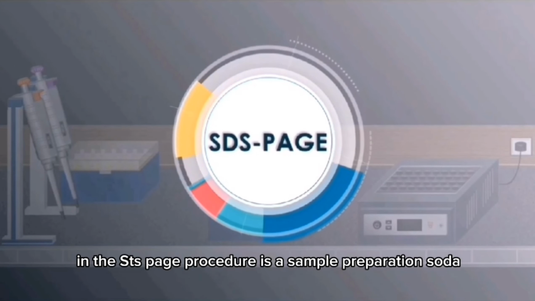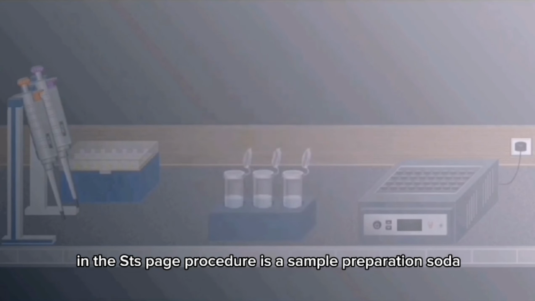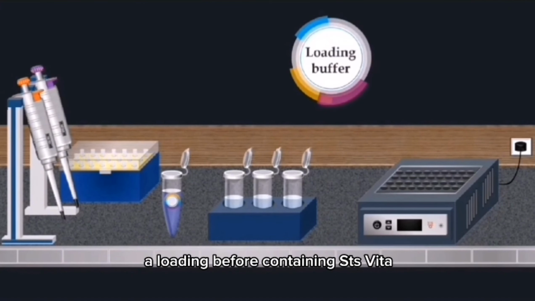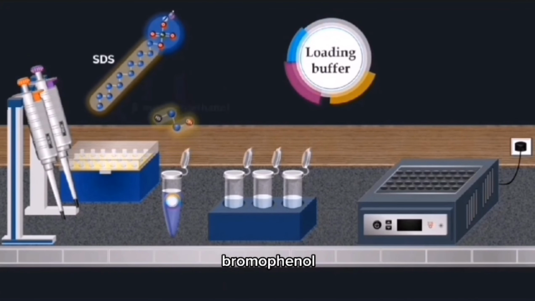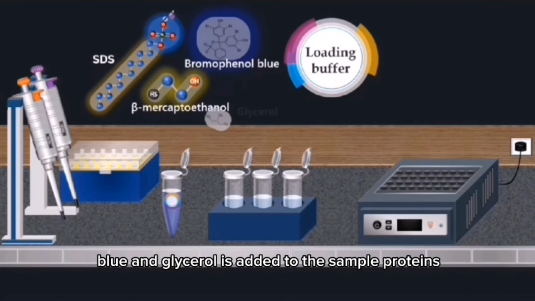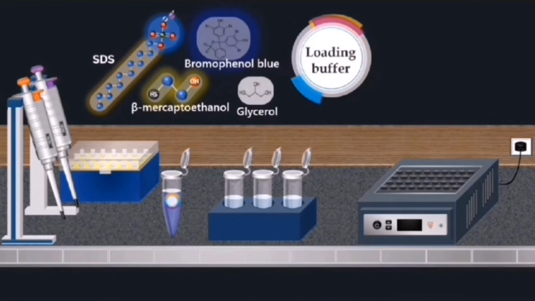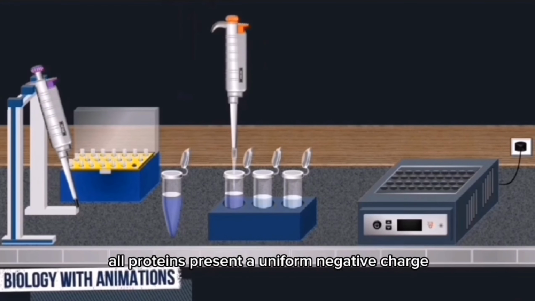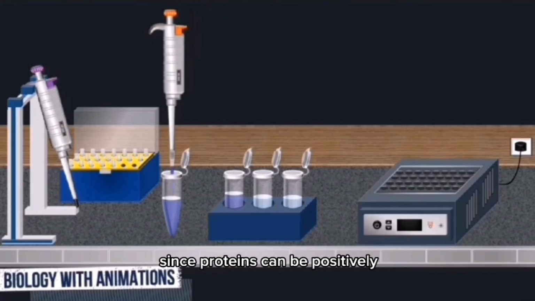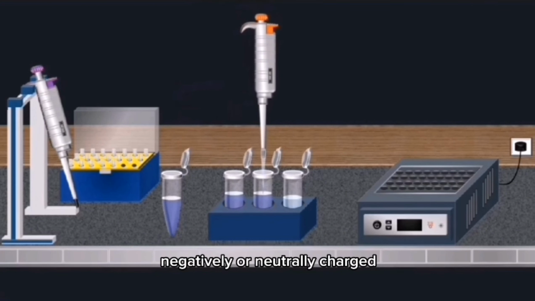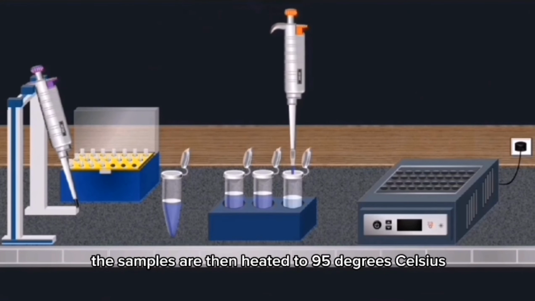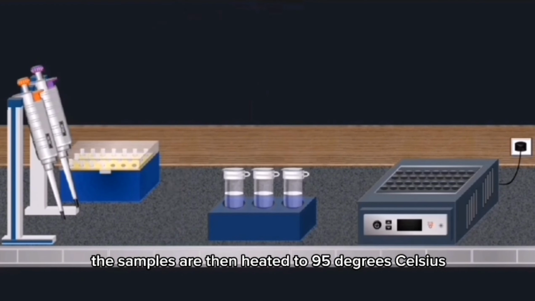The first step in the SDS-PAGE procedure is sample preparation, so a loading buffer containing SDS, beta-mercaptoethanol, bromophenol blue, and glycerol is added to the sample proteins. The loading buffer is used in order to give all proteins present a uniform negative charge. Since proteins can be positively, negatively, or neutrally charged, once the loading buffer is added, the samples are then heated to 95 degrees Celsius.